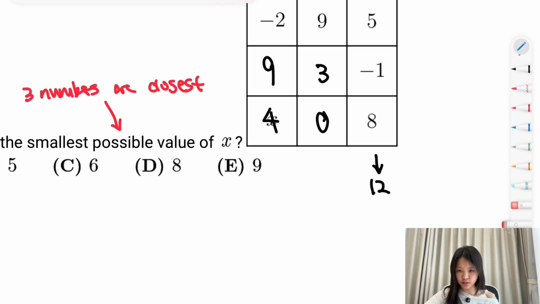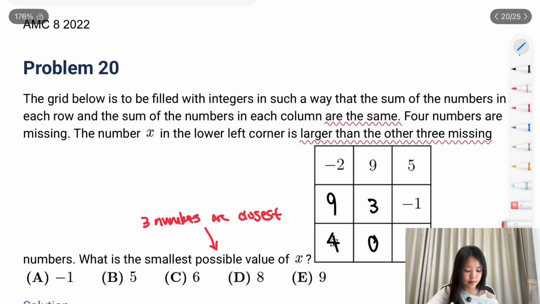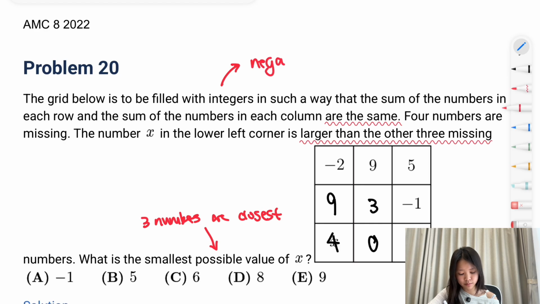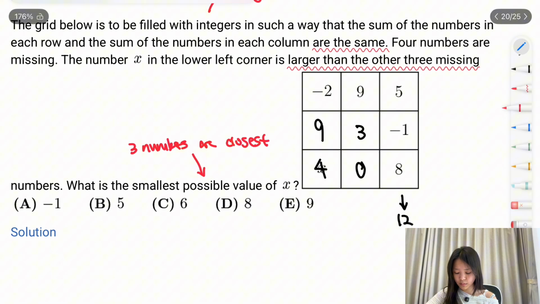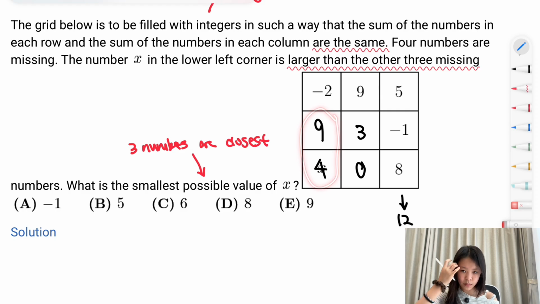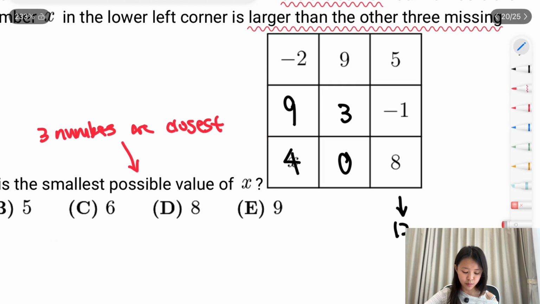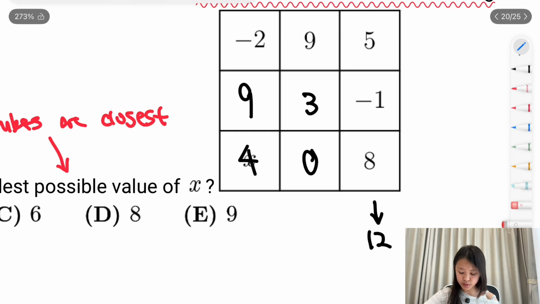And so it looks like there's no solution here, but if you come back up to the problem description, it tells us that the grid below is full of integers, and that means integers can be negative. That means that this number here must be negative, because when it is negative, x is able to become a very big number, and that would allow it to be larger than the other three numbers.